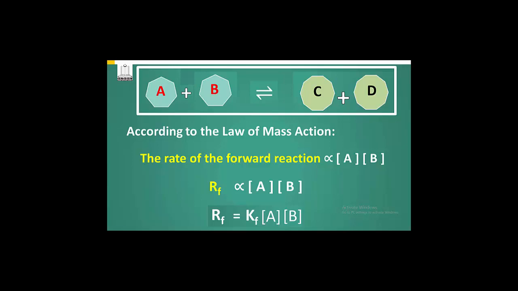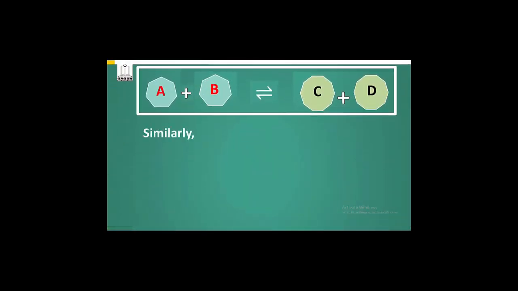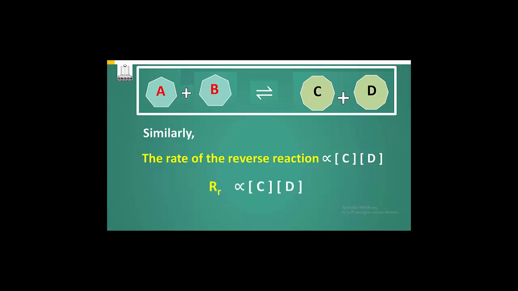Similarly, when the reaction proceeds, after some time, the reverse reaction also starts. So the rate of reverse reaction is proportional to the active masses of C and D. So Rr is proportional to [C][D]. To remove the proportionality sign, we include Kr, that is the constant of reverse reaction. So Rr is equal to Kr times the active masses of C and D.